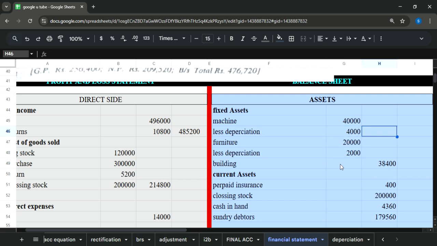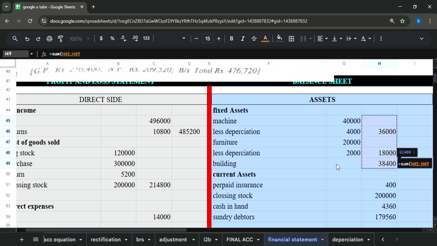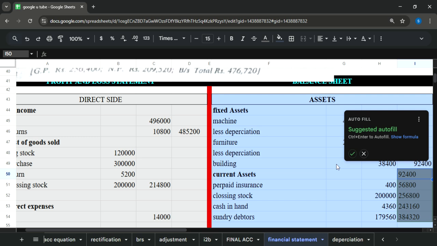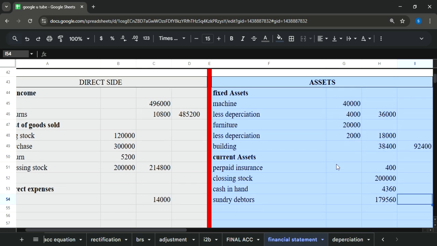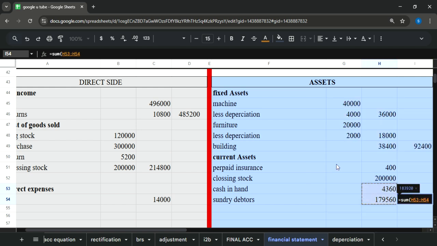We will now start our calculation regarding assets. First, machine, subtract its depreciation. Then we have furniture, subtract its depreciation. Then we have building. So we are now open to calculate the sum of fixed assets. There are 3 fixed assets, we have taken the sum. And the next procedure is to get the total of current assets.